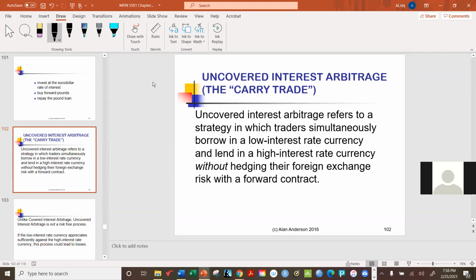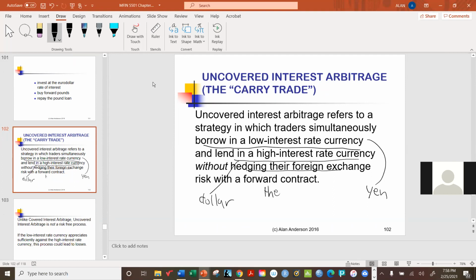So basically what was happening is that traders would do this. They would borrow in a low interest rate currency, typically the yen, and then lend in a high interest rate currency, the dollar. But here's the thing. They did not enter into a foreign exchange forward contract because that would have eliminated all of their profits. So instead, they just hoped, they hoped very hard that the yen would not appreciate. And I'll show you why in a minute.